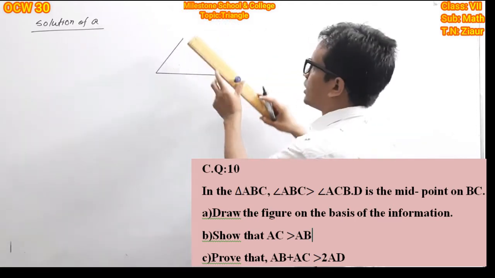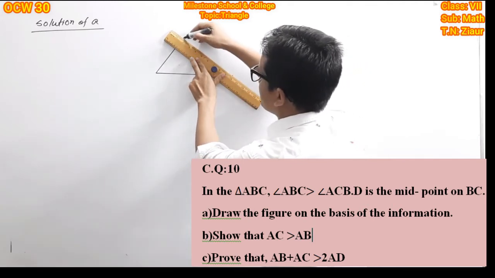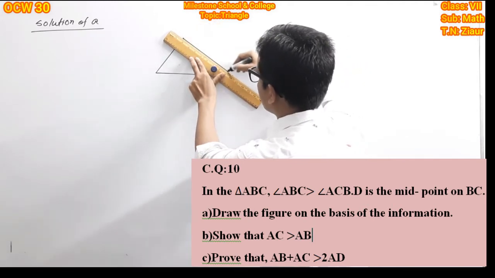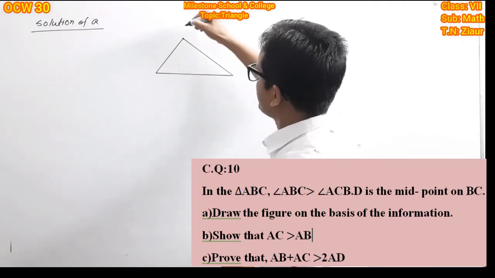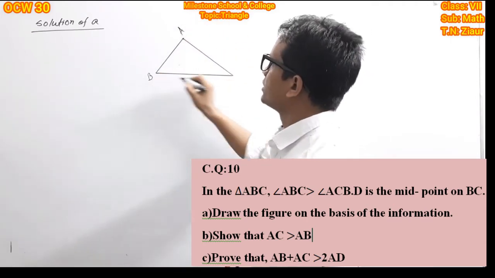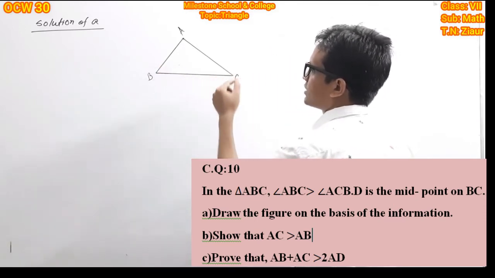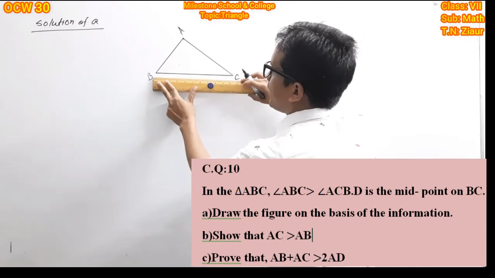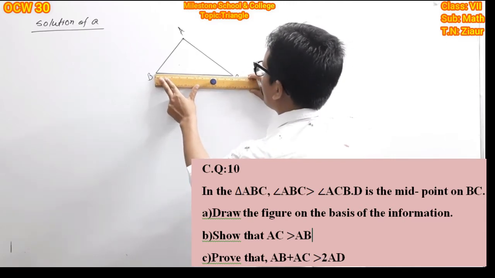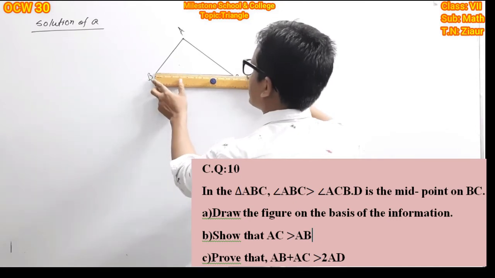Students, now just take it like this. So this one is A, this one is B and this one is C. Okay, students, this angle is greater than this angle, so you have already drawn that. And now we have to take the midpoint. If BC is 10 inches, it will be 5 inches. You have to take this one as the midpoint.